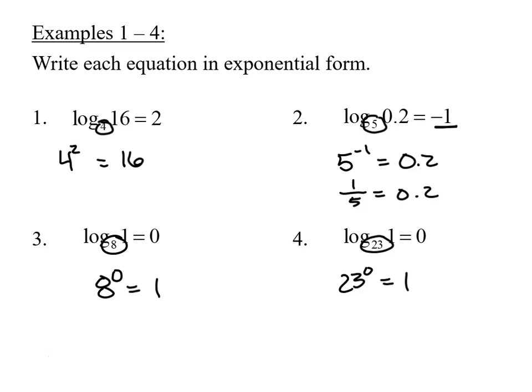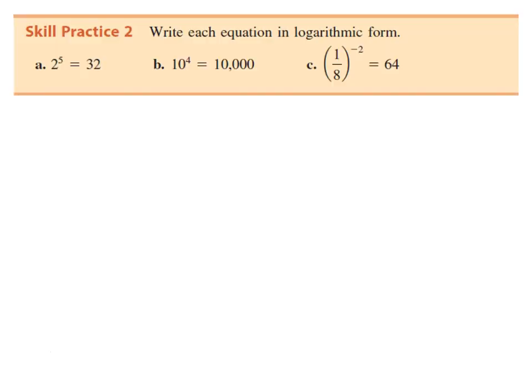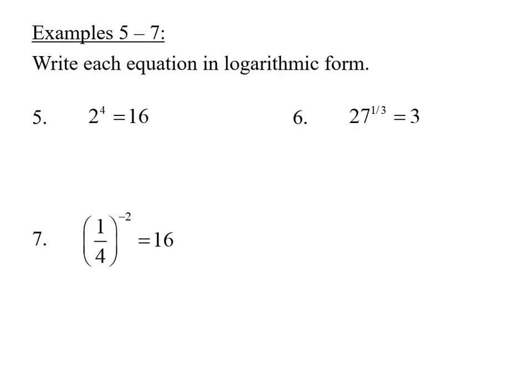So that was log base 23 of 1 equals 0, and 23 was the base. 1 moved over, and 0 came to join it. So for examples 5 and 7, it says we want to write each of these in logarithmic form. And so we're going the other way. Before, we were starting with the logarithm and going to the exponential. Now we're going to start with the exponential and go to the log form.